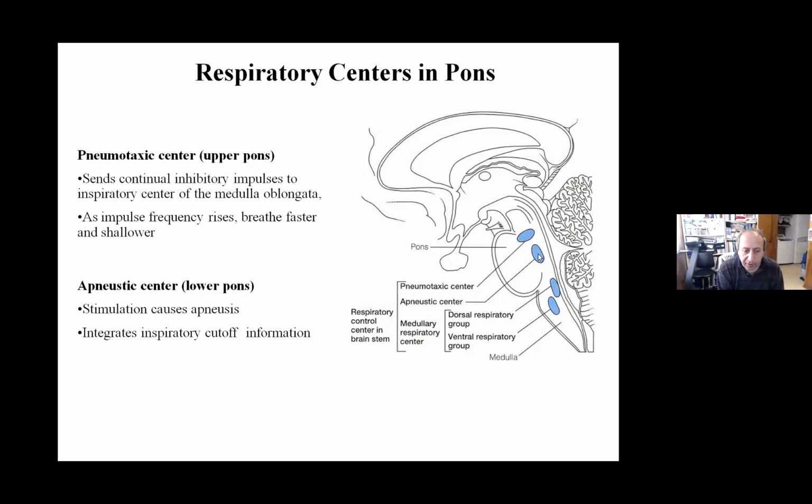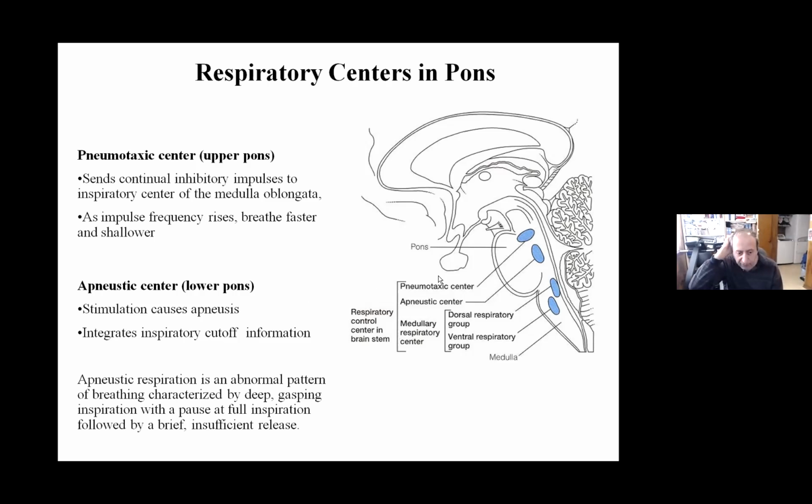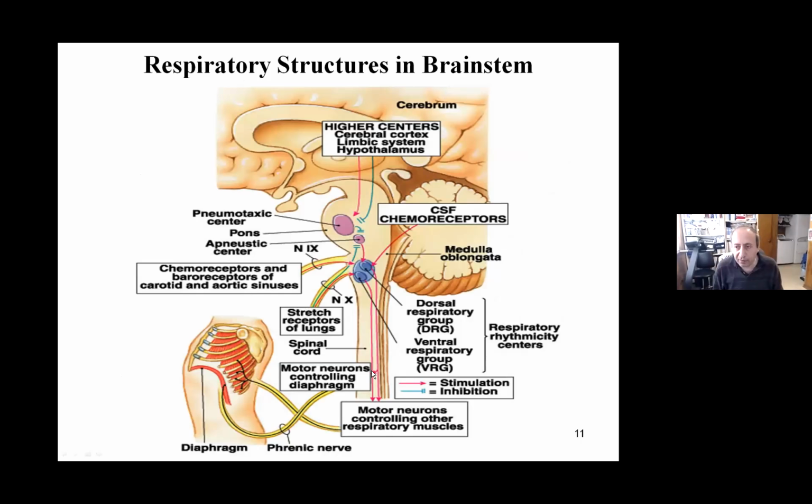Now, the apneustic center is located at the lower pons, and stimulation causes apneusis. It integrates inspiratory cutoff information. Now, what is apneusis? It's when you breathe very deeply for a longer period, and then you release, but don't release all the air. It happens with us most of the time during the day, to breathe and then release the air.